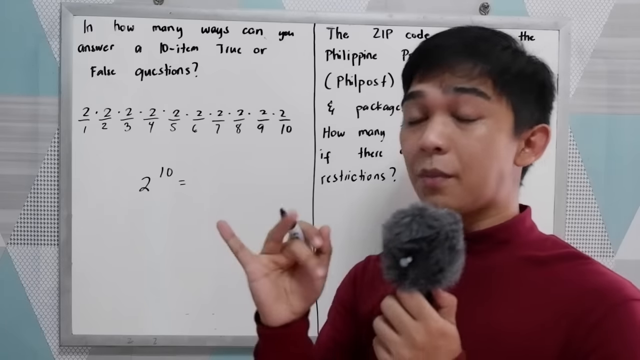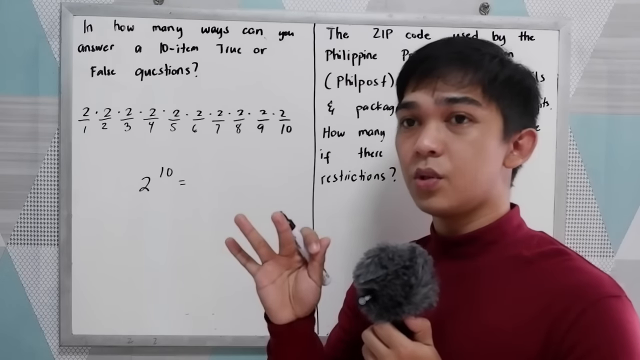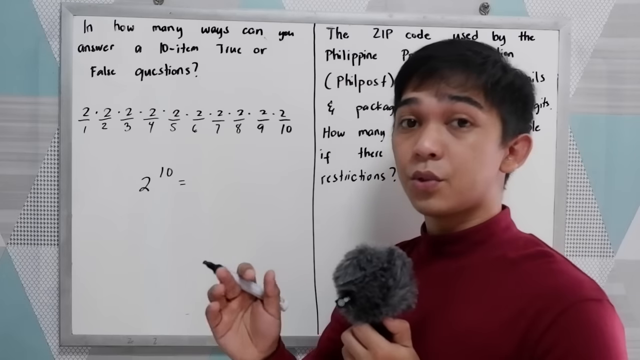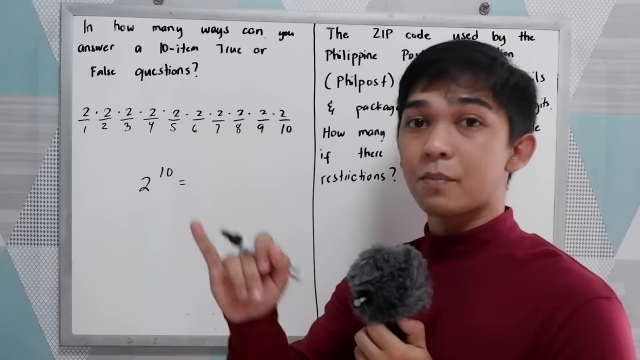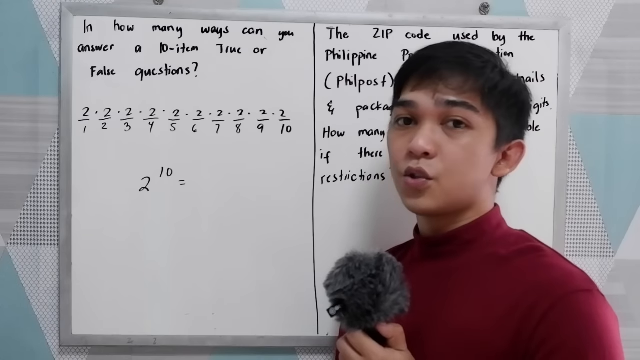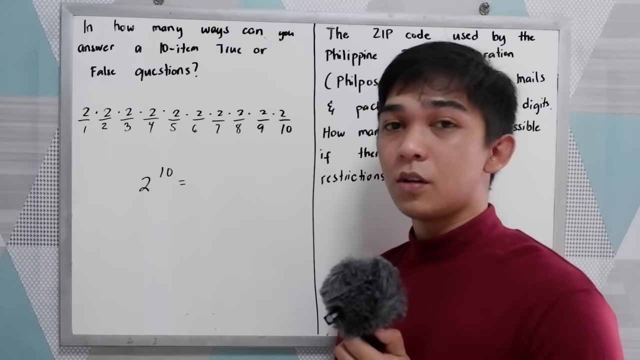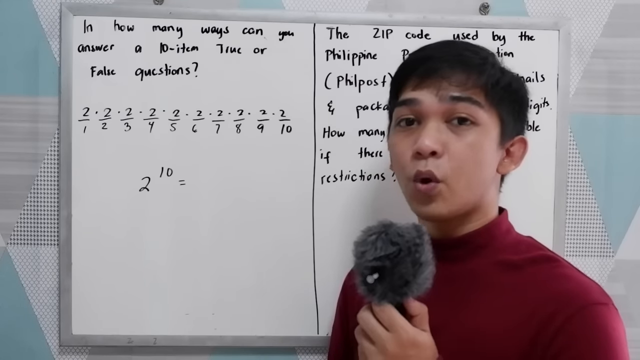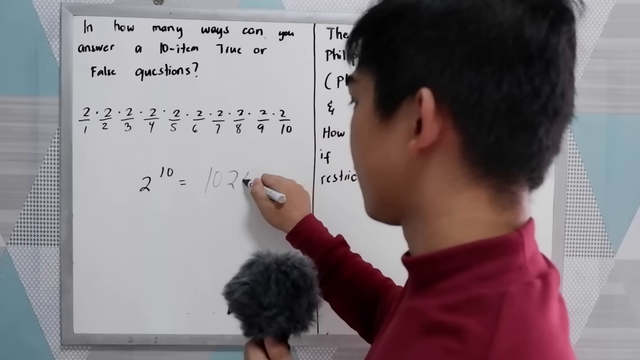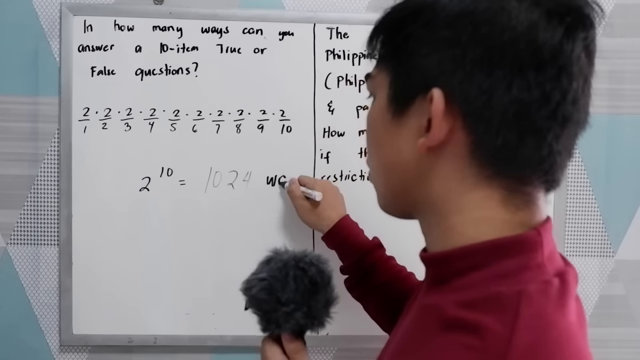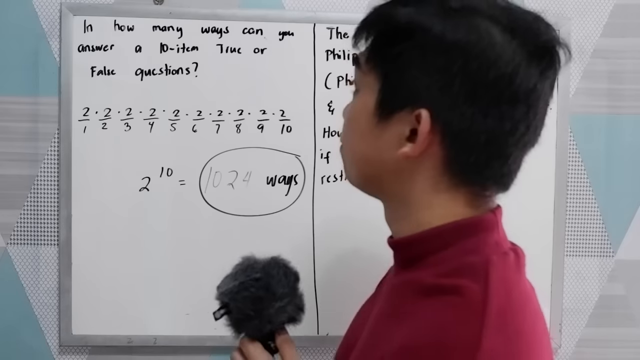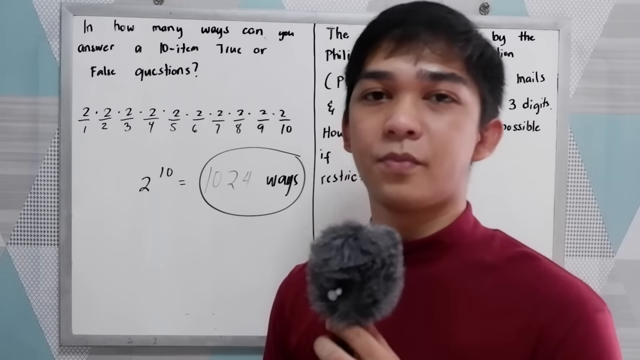So that is 2 times 2, that is 4, times 2 is 8, times 2 is 16, times 2 is 32. 32 times 2 is 64. 64 times 2 is 128. 128 times 2 is 256. 256 times 2 is 512. And 512 times 2 is 1024. So there are 1024 ways to answer 10-item true or false questions.